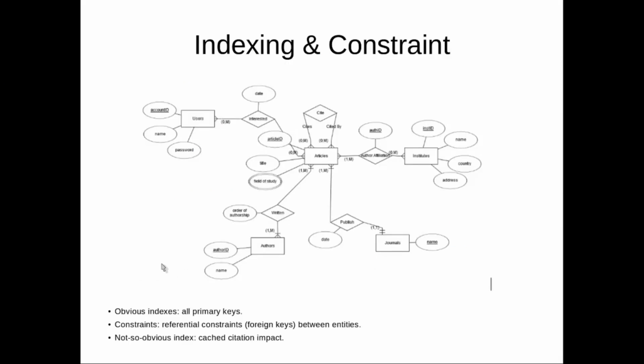And besides the indexing, there is also constraints. In our case, they are largely referential constraints. For example, let's say a user has expressed some interest for an article, and then this will be stored in the interested relation, where on one side is the user ID, which is a primary key. In this case, it will be a foreign key in the interested relation. On the other side would be the article ID, which also is a foreign key inside the interested relation.